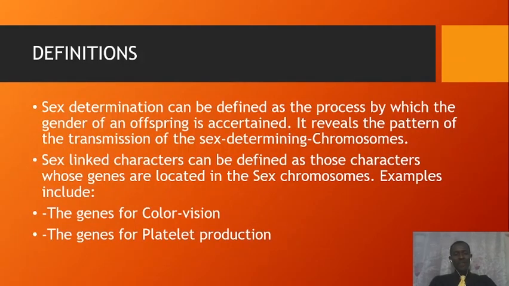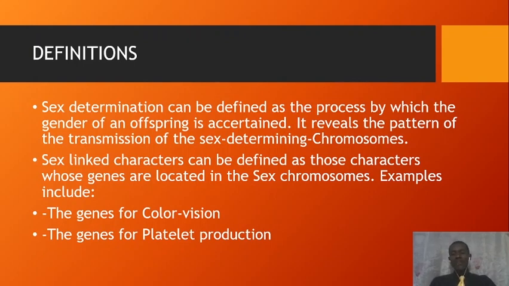Sex determination can be defined as the process by which the gender of an offspring is ascertained. It is a very scientific process by which the gender of an offspring can be ascertained. It reveals the pattern of the transmission of the sex-determining chromosomes.